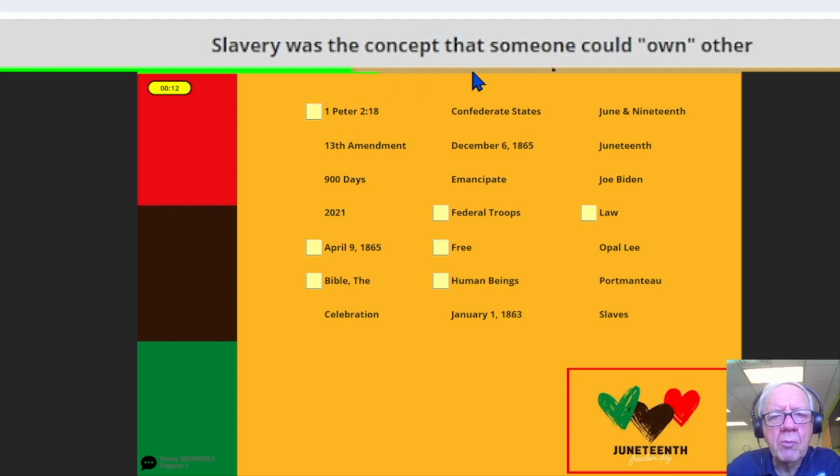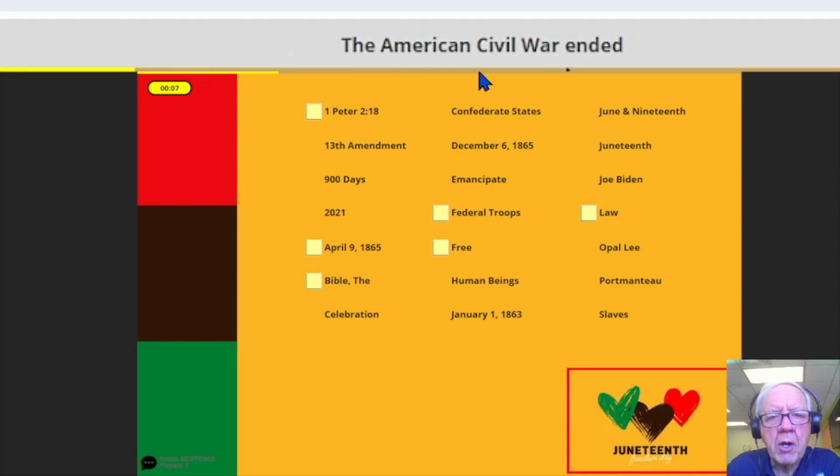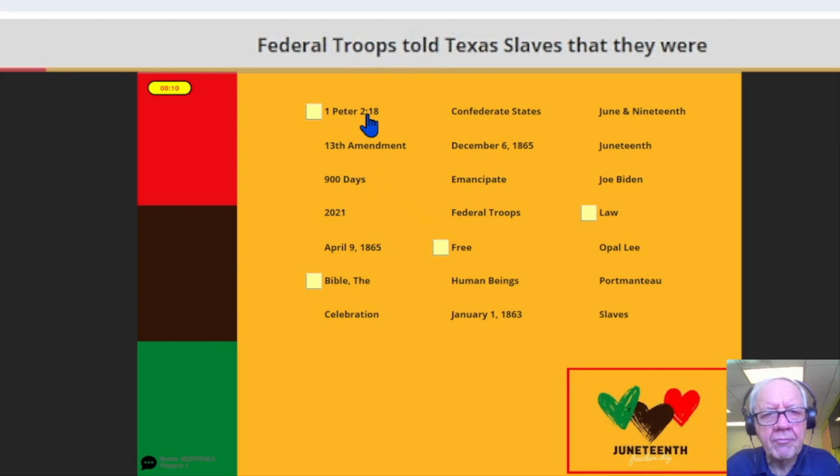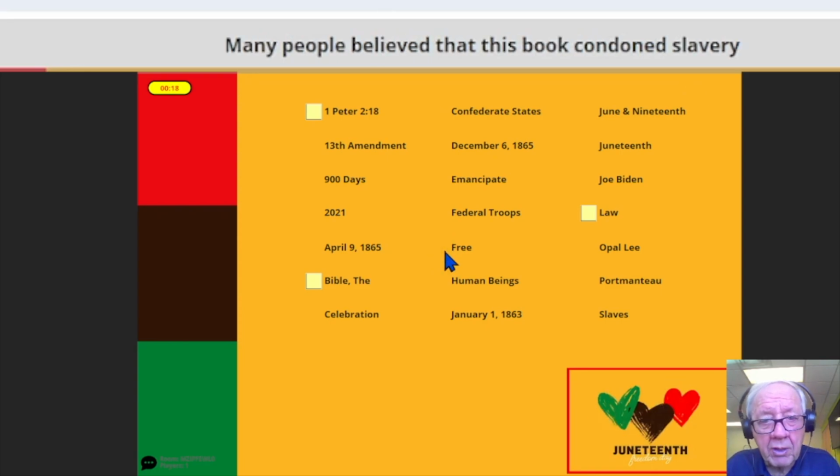Slavery was the concept that someone could own another human being. The American Civil War ended April 9th in 1865, and on June 19th of that year, federal troops arrived in Galveston, Texas, and told the Texas slaves that they were free. The emancipation had passed, but they still hadn't been told that it happened. They had not been told that they were free.